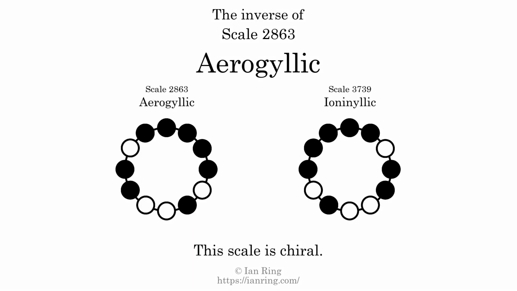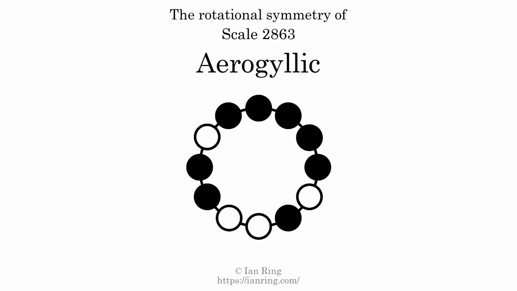The inverse of a scale is a mirror image. It is what you get when the sequence of intervals is reversed. The inverse of this scale is scale 3739, also known as Aerogyllic. This scale is chiral. It cannot transform into its inverse by rotational transformation. This scale has no rotational symmetry.